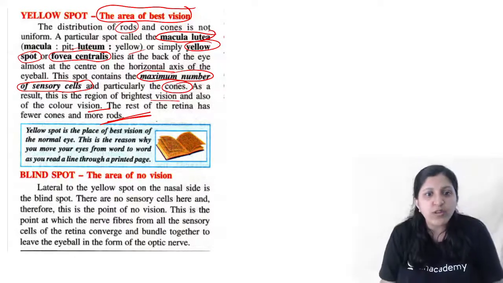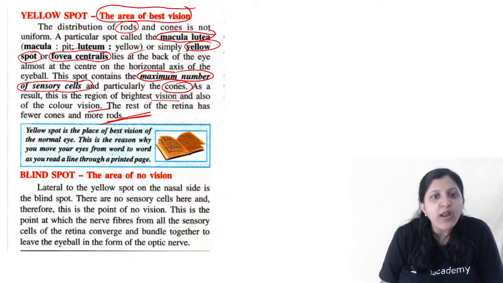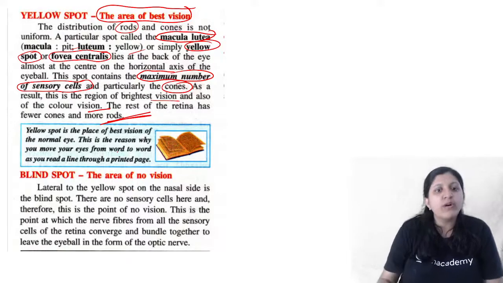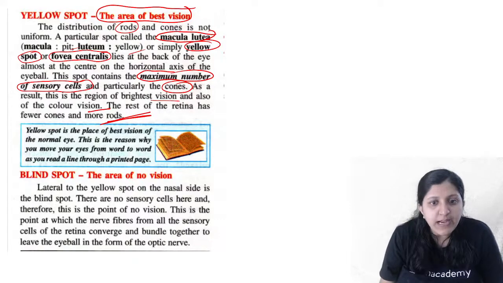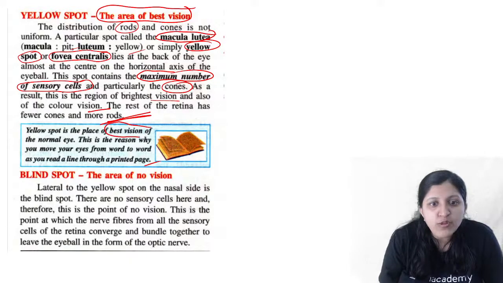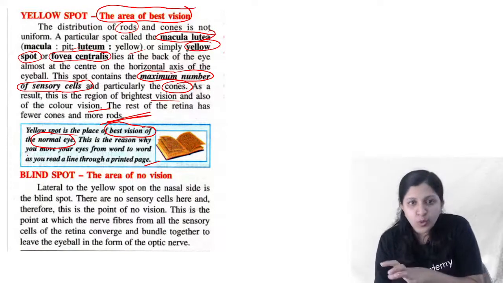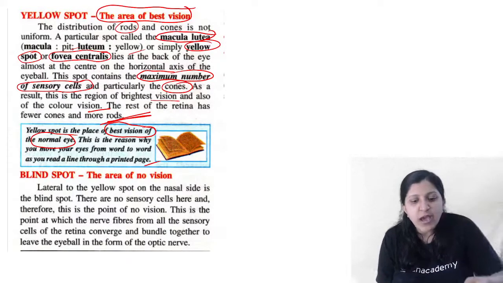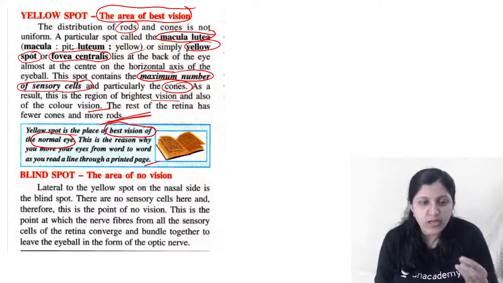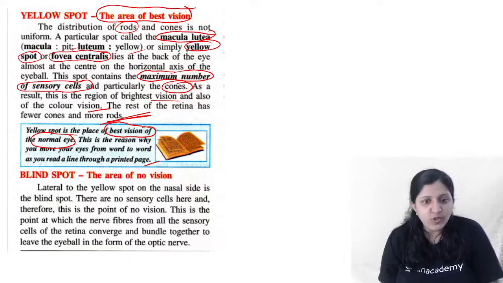For a normal eye, this is the reason why you move your eye from word to word along a line through the printed text. This is mainly because of the yellow spot, which has the best vision for a normal eye. That is why we always read word to word; we cannot read all at once. That is mainly because of the yellow spot.